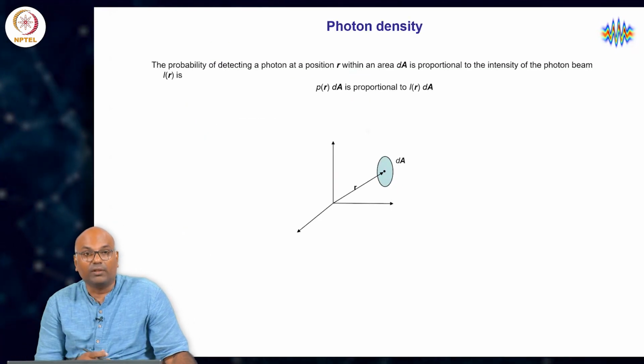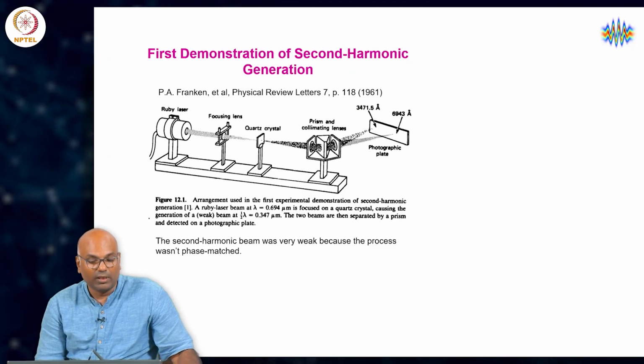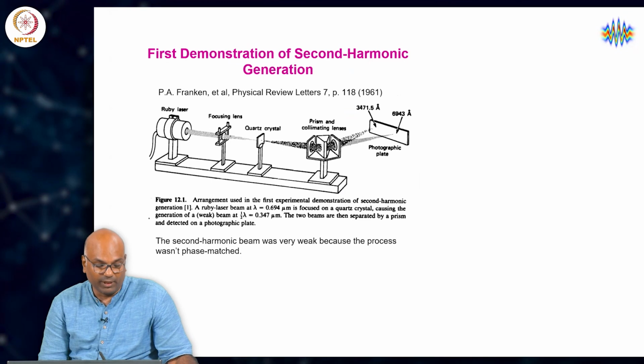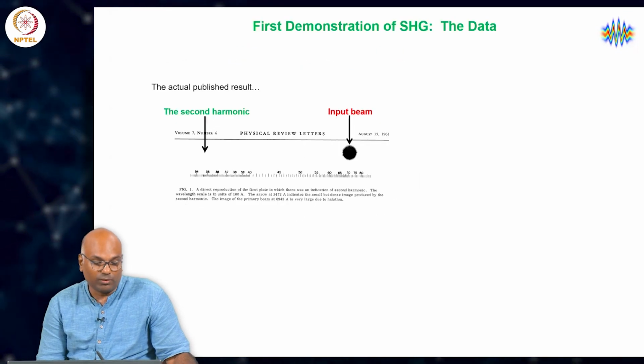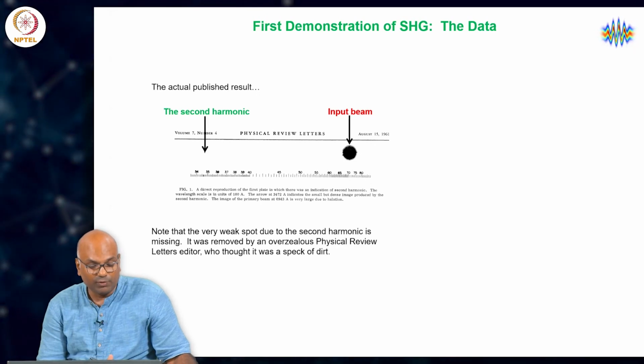We also looked at the definition for photon density and so on, and the example of the very first demonstration of second harmonic generation by Peter Franken, and also the fact that there was some editorial cleanup of the data and so on.